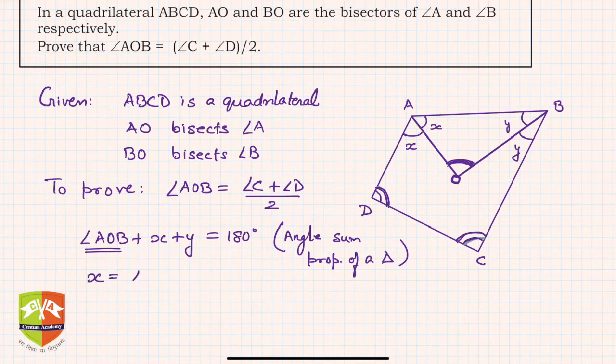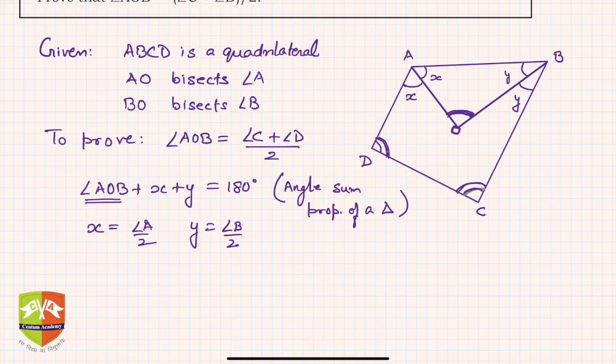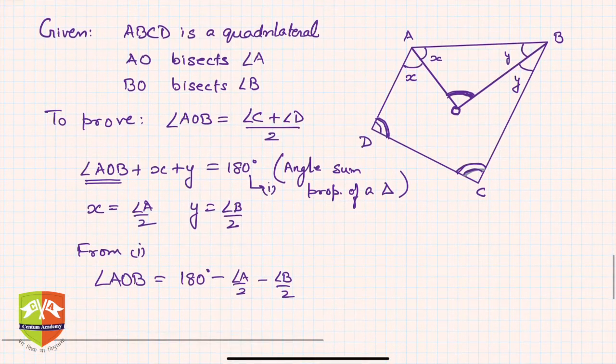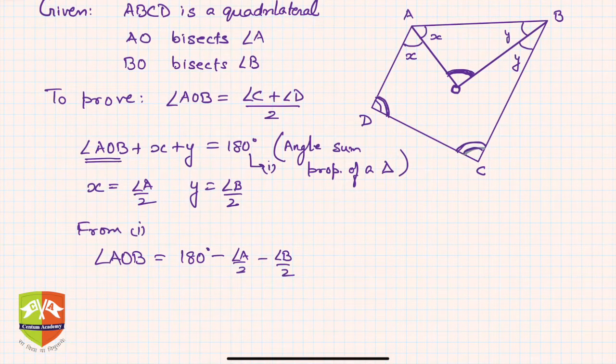X is nothing but angle A by 2, because A is being bisected by O. Similarly, Y is angle B by 2, isn't it? So let it be equation 1. From 1, angle AOB is equal to 180 degrees minus angle A by 2 minus angle B by 2, right? Why? Because 180 degrees minus X minus Y is nothing but minus A by 2 minus B by 2.